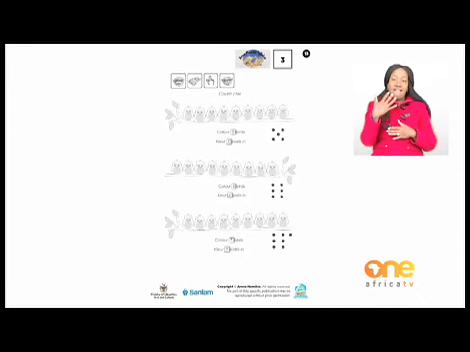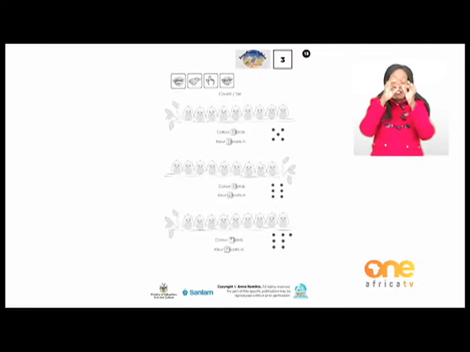Do we know how to count up to 5? Look at the dots just below the branch. Let's count and see how many dots. Let's go together and point to the dots as we count. 1, 2, 3, 4, 5. Now let's go back to the birds which are seated on the branch.